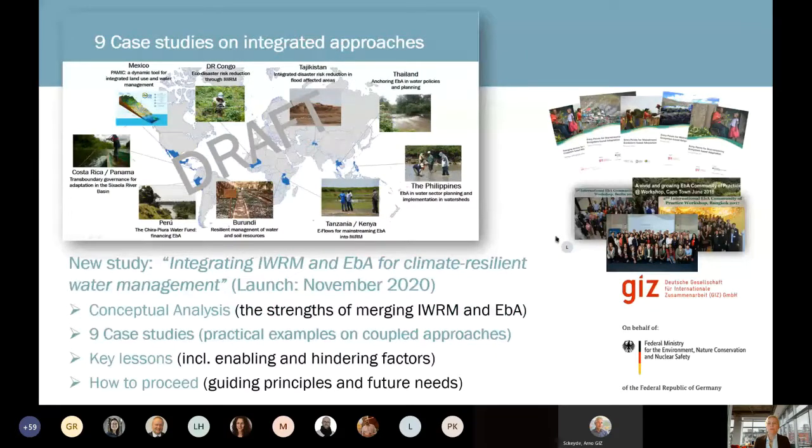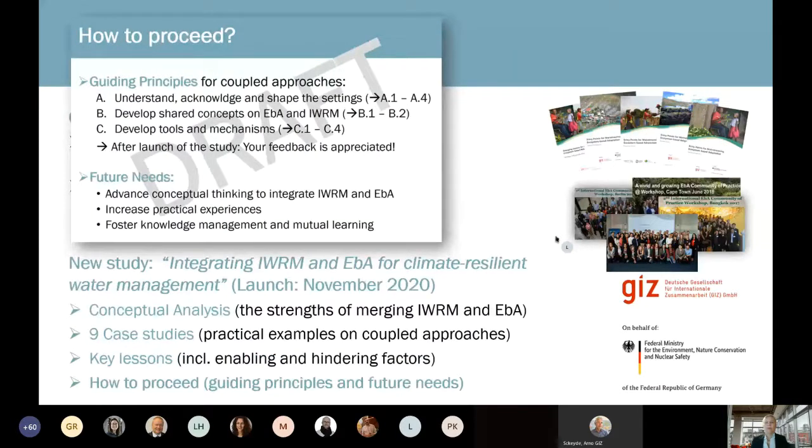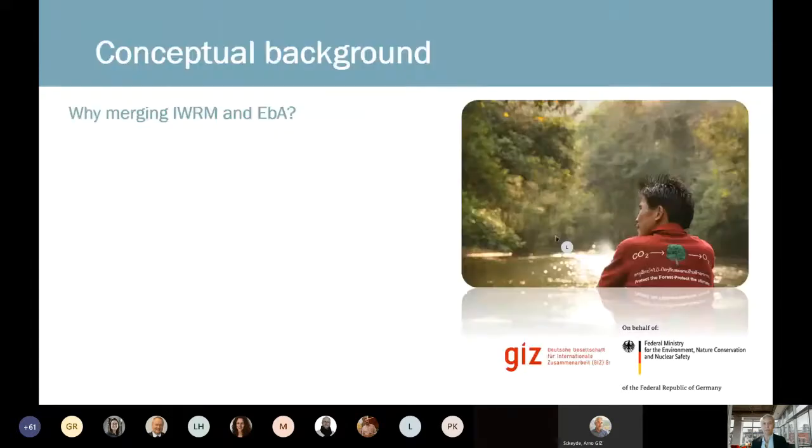It then looks deeper into 9 practical examples of projects around the world where both approaches have been merged conceptually and practically. From the case studies, we derived key lessons on how to design new coupled approaches or how to merge integrated thinking into projects that are already running. And we conclude with guiding principles on how to proceed and future needs. At this stage, the results are still preliminary, so we will not get into details here, but we will be very happy to receive your feedback and enter into discussion after the final launch of the study in November this year. So why actually merge IWRM and EbA?